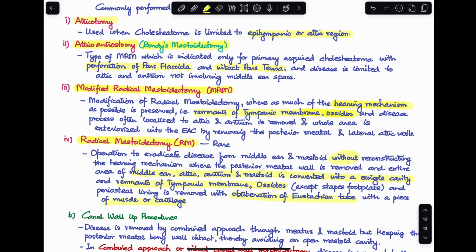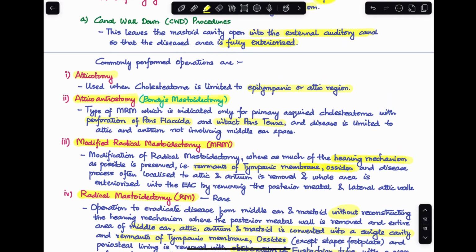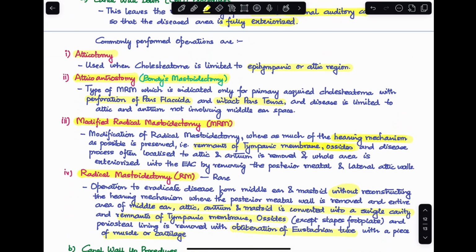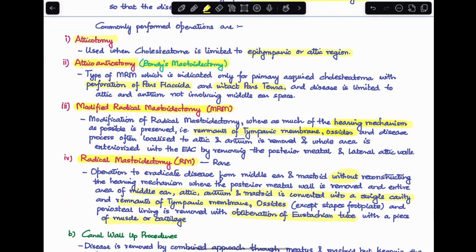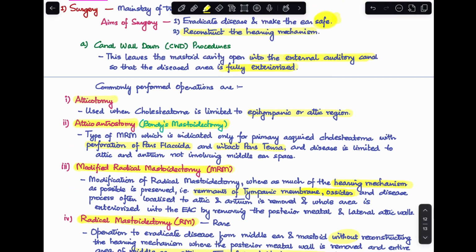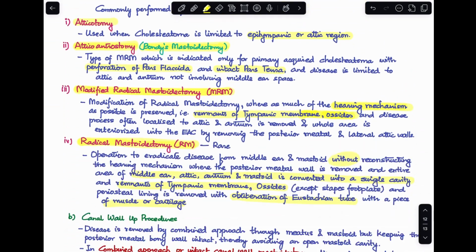So these are the four different types of canal wall down procedures that are commonly performed, and I'll be discussing each of them in separate videos in more detail, but this is just to give you an overview of the different options that you have.